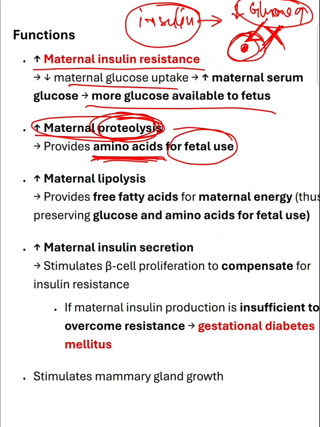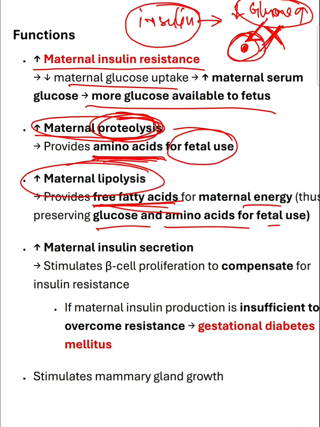Now think about it. If the mother is sparing the glucose and amino acids for the fetus, then what will she use as an alternative fuel for herself? So this hormone also increases maternal lipolysis, so lipid breakdown. When lipid breaks down, free fatty acids are produced, and now the maternal body uses these free fatty acids as an energy source. So that way the maternal body can spare glucose and amino acids for fetal use.